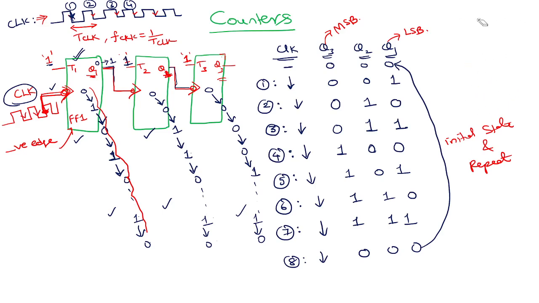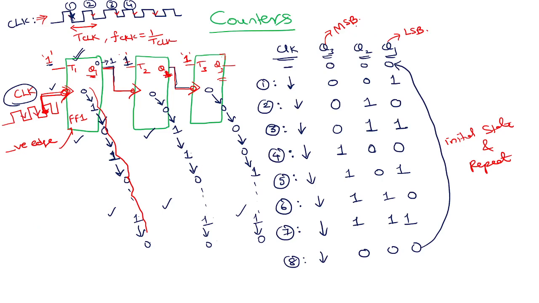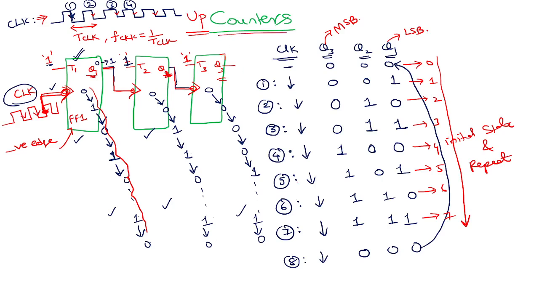Now, if I consider Q1 as LSB and Q3 as MSB, and look at the decimal equivalent, this is 0, 1, 2, 3, 4, 5, 6, 7. If you look at this sequence of numbers, can I say this is an up counter? Yes, we can say that. So this will act as an up counter. This could be one of the GATE questions.